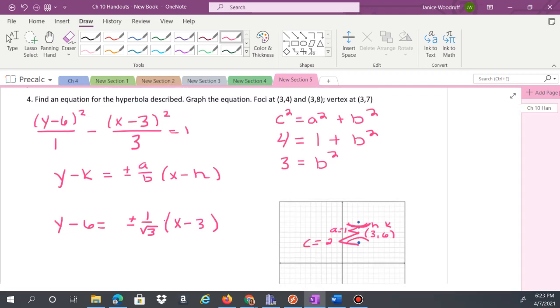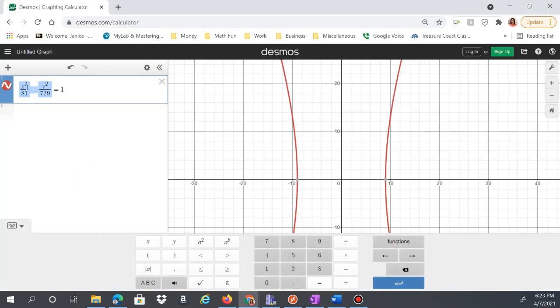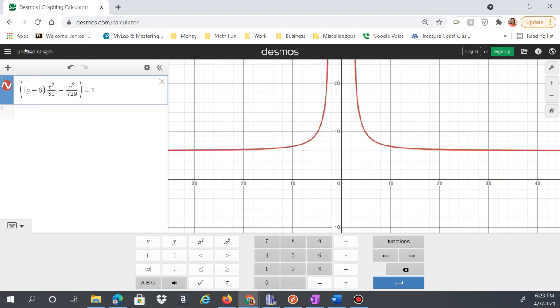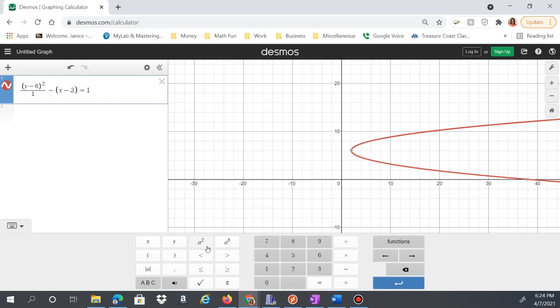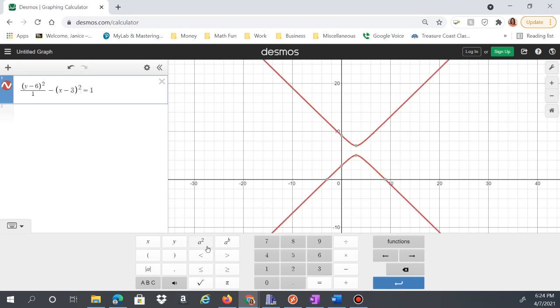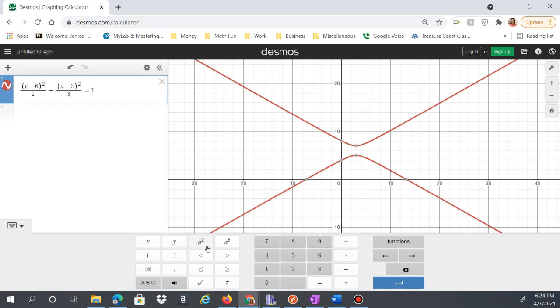But let's take a look at this. I'm going to put it in there. All right, so we have y minus, it was 6, right? Oops. Okay. Y minus 6 squared over 1. And you don't really need to put the over 1. You can if you'd like. X minus 3 squared over, there it is. And there's our equation.